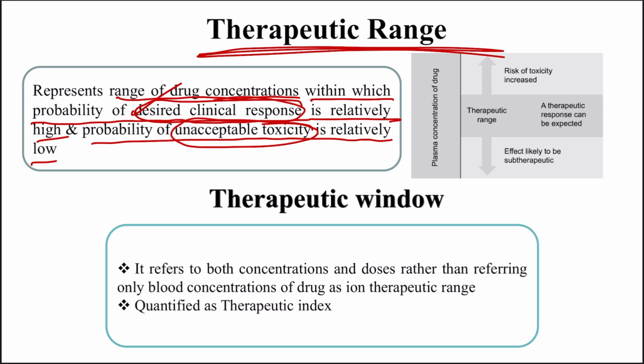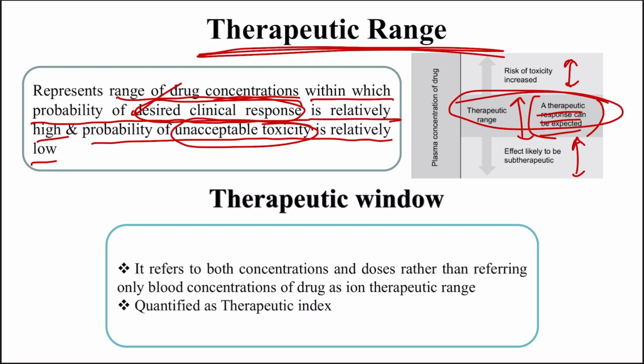As you can see in this image, therapeutic response can be expected in this range. This is the therapeutic range, and above this there is an increase in toxicity, and below this it is subtherapeutic, that is, the effect will not be produced. So this is what we call the therapeutic range, and here you can see the plasma concentration of the drug.